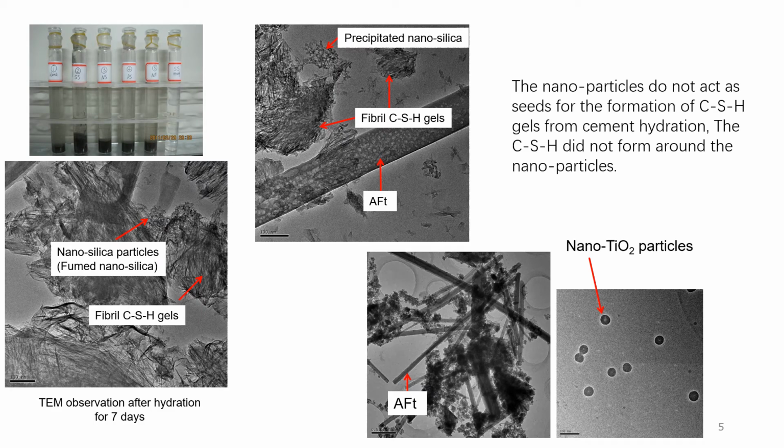So, to verify our hypothesis, we did some experiments. This one is the first experiment. We can see in the dilute cement paste the fibrous CSH gels, and also some aggregated nanoparticles here and here. And in the case of nanotitania addition, we can even find single nanotitania particles, and no CSH gel growth around the nanoparticles can be observed.